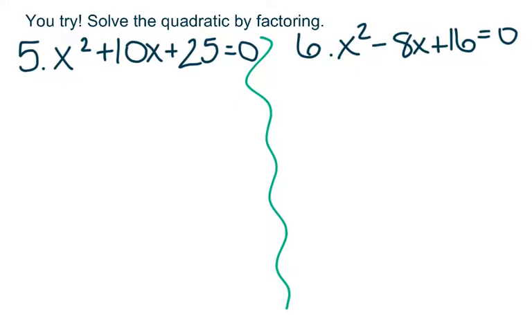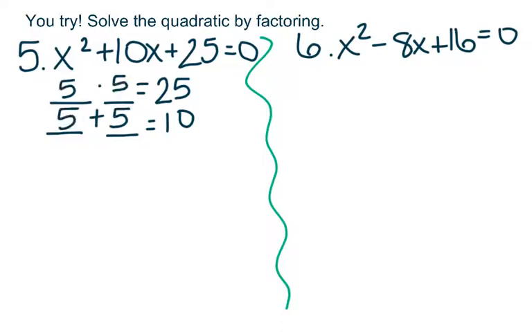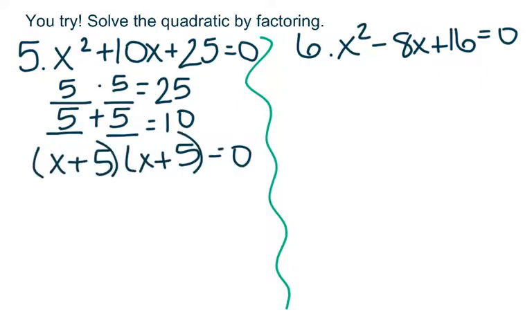Okay, so I want you to try these two. I want you to pause the video in 1, 2, 3. So you're looking for two numbers that multiply to give you 25 and add to give you 10. Both those numbers are 5. So now I know my factors are x plus 5 and x plus 5. I'm going to set them equal to 0, and I'm not going to do both of them because they're both going to be the same thing.